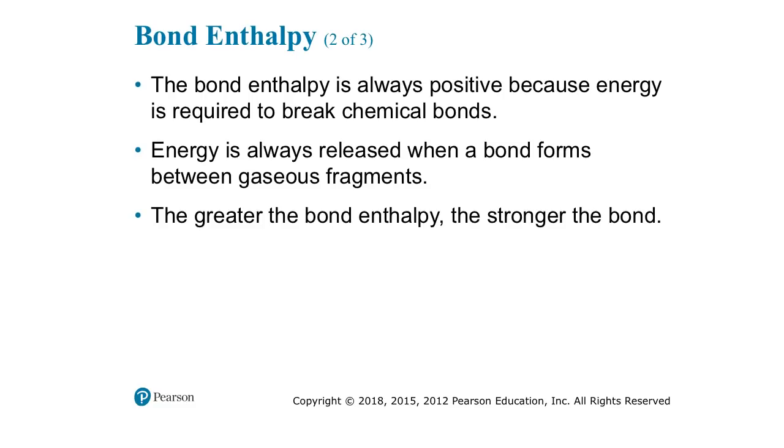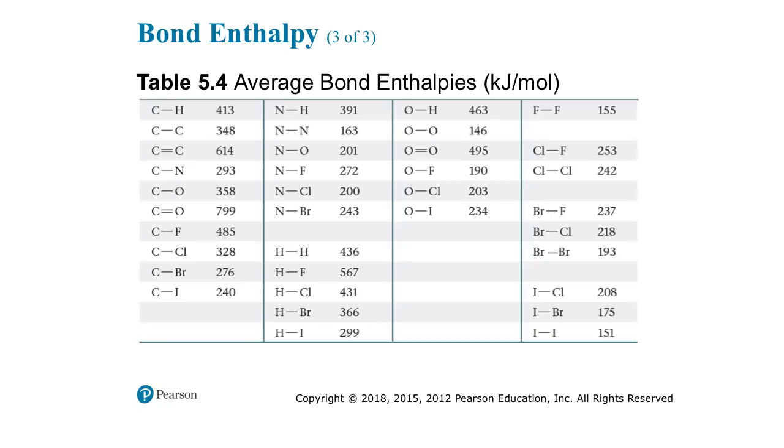So enthalpy is always positive because energy is always required to break bonds. Energy is always released when a bond forms from the gaseous fragments. So the idea here will be to calculate the energy it takes to atomize your reactants, and calculate how much energy you get back when you make the new bonds in your products. And this will be a way where we can approximate whether our reactions should be exothermic or endothermic based on their different types of bonds.